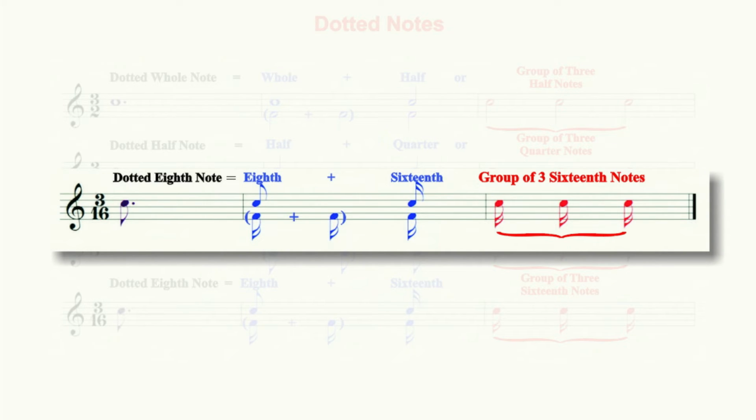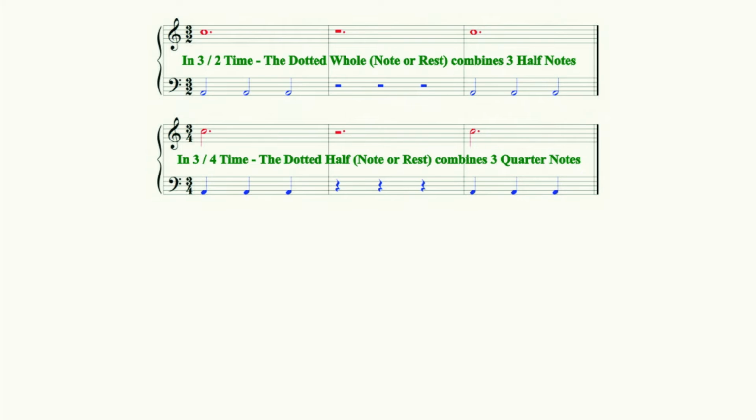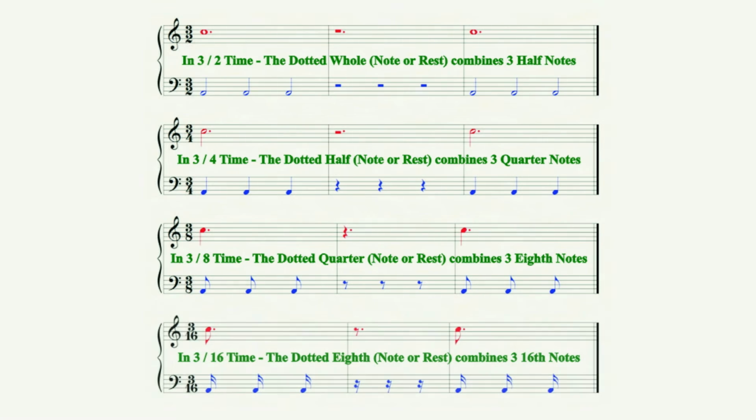For example, when our time signature indicates 3/2, a dotted whole note is used to combine the 3 beats over the entire measure. When the time signature indicates 3/4, a dotted half note is used to combine the beats. In 3/8 time, a dotted quarter note combines the beats. And in 3/16 time, a dotted eighth note combines the beats.